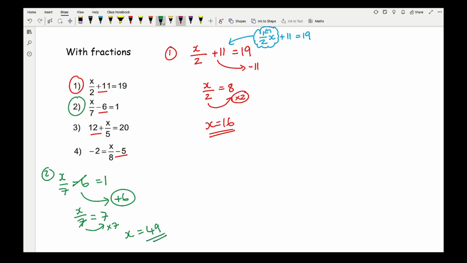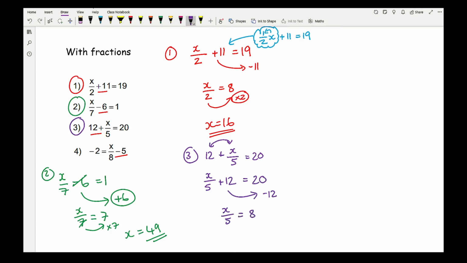And then moving on to question 3. I've got 12 plus x over 5 equals 20. So again, what I'm going to do is just flip these two things around. I like having my x mentioned first. So x over 5 plus 12 equals 20. So again, rather than adding 12, we take away 12. So I've got x over 5 equals 8. And then the opposite of dividing by 5 is to times by 5. So I've got x equals 40.